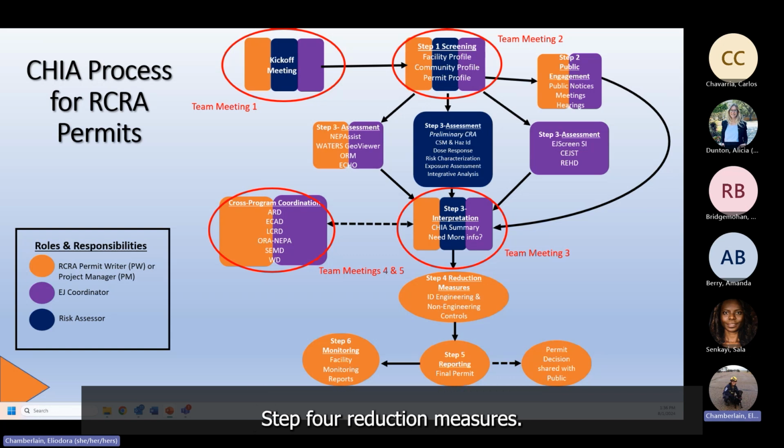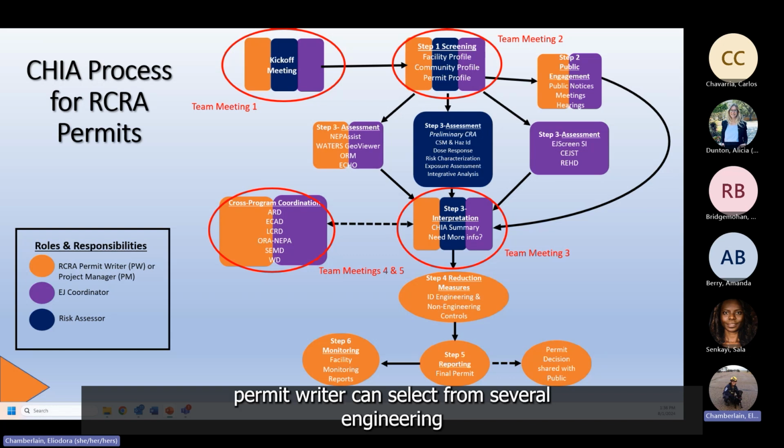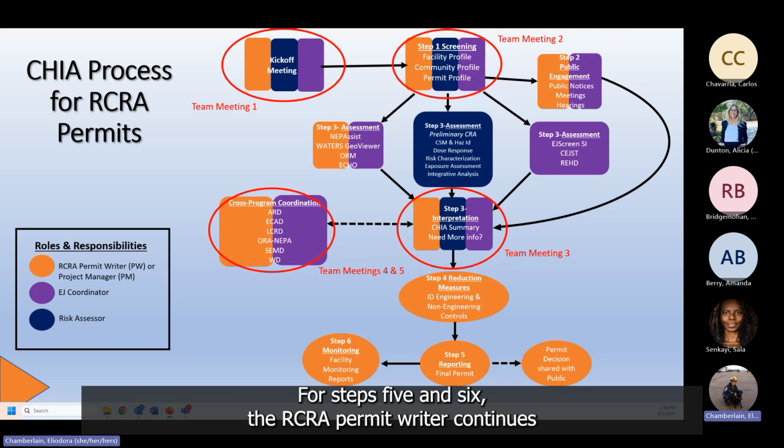Step 4, reduction measures. The RCRA permit writer can select from several engineering and non-engineering controls to help minimize the environmental and health impacts to surrounding communities. For steps 5 and 6, the RCRA permit writer continues with their permitting process, finalizing the permit and reviewing the monitoring reports. Next, I'll hand it over to Sala.